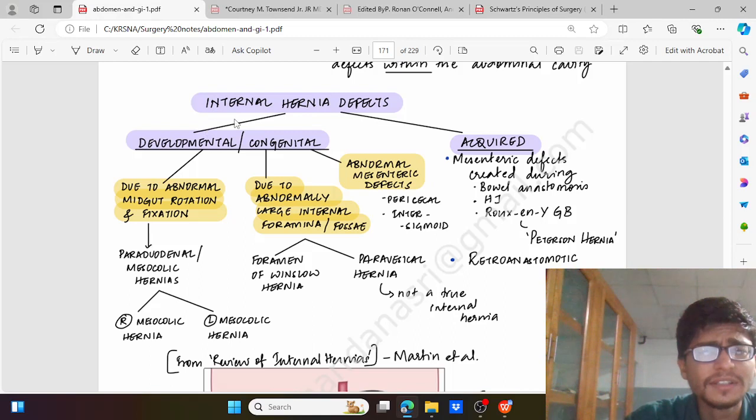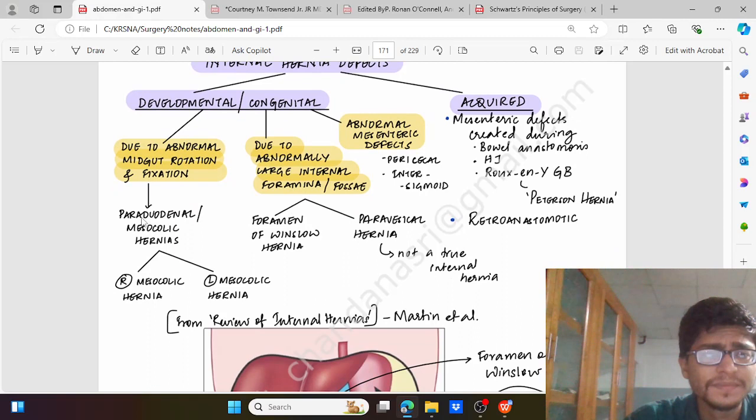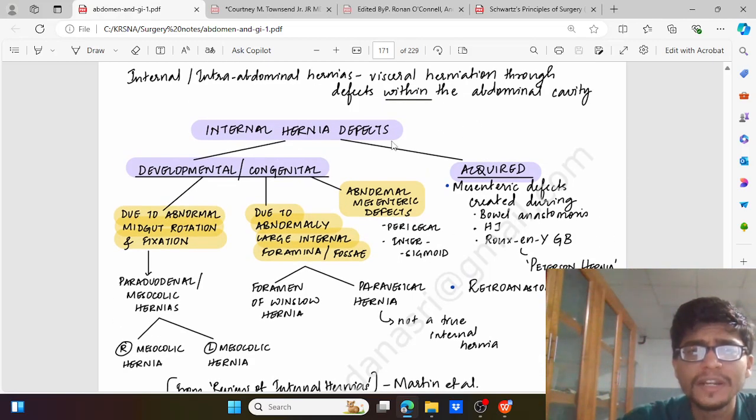So what are the types? Internal hernia defects could be developmental, congenital or acquired. Developmental ones could be due to abnormal midgut rotation and fixation, that is the paraduodenal or mesocolic hernia, which could be right or left; due to abnormal large intestinal foramina or fossa, that is foramen of Winslow hernia or paravesical hernia; then abnormal mesenteric defects, that is pericecal or intersigmoid defects. This was the developmental or congenital ones.